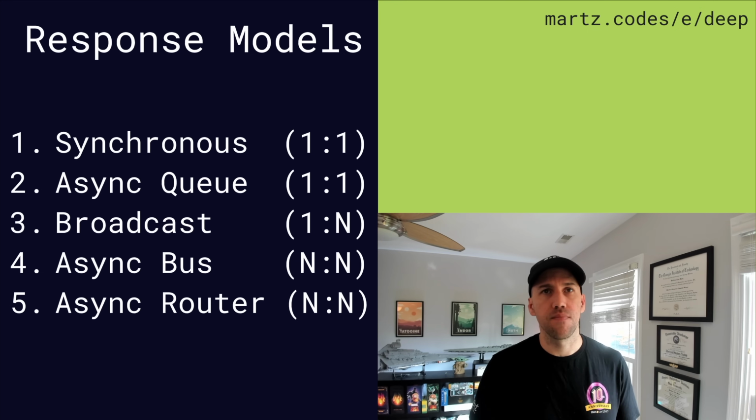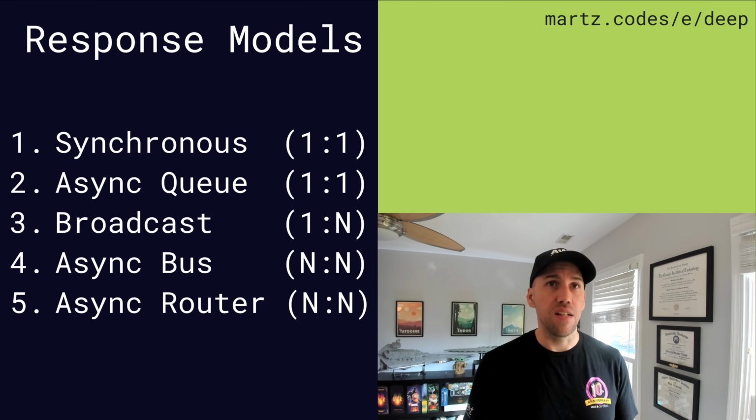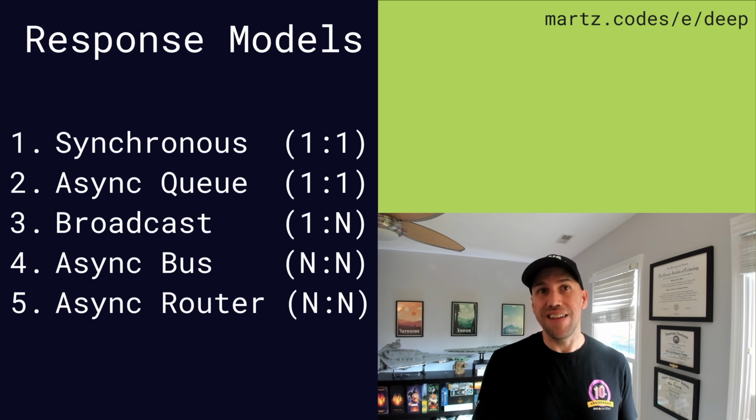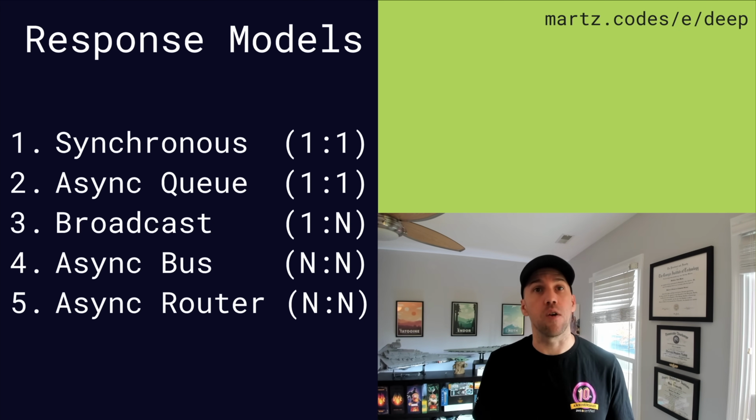So, building on our understanding of EDA terminology, let's now look at 5 key response models. These models dictate how systems communicate and handle events. First, we'll go through the synchronous model, familiar in traditional APIs where responses are immediate and direct and essential for real-time interactions. Then the async queue, where events are queued for later processing, allowing the producer to move on without waiting for the consumer's response.